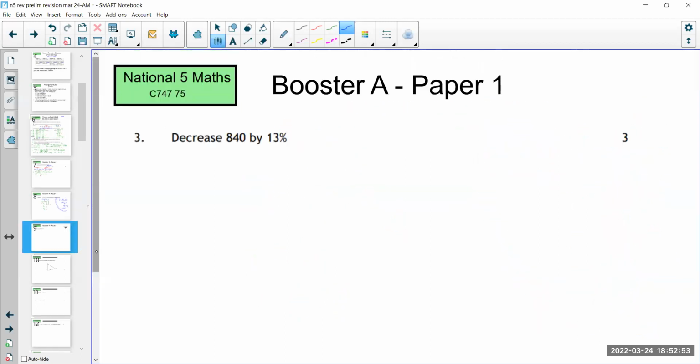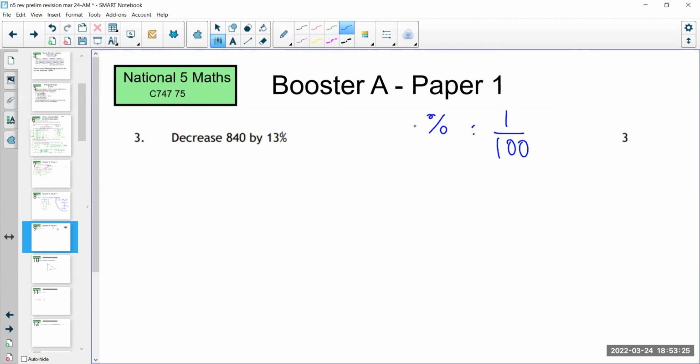Next question, you had decrease 840 by 13%. So you need to find 13%. How do we find 13%? Percent just stands for 1/100. How do I know that? A slash is a division. These two dots stand for 0, 0. There is your percent.